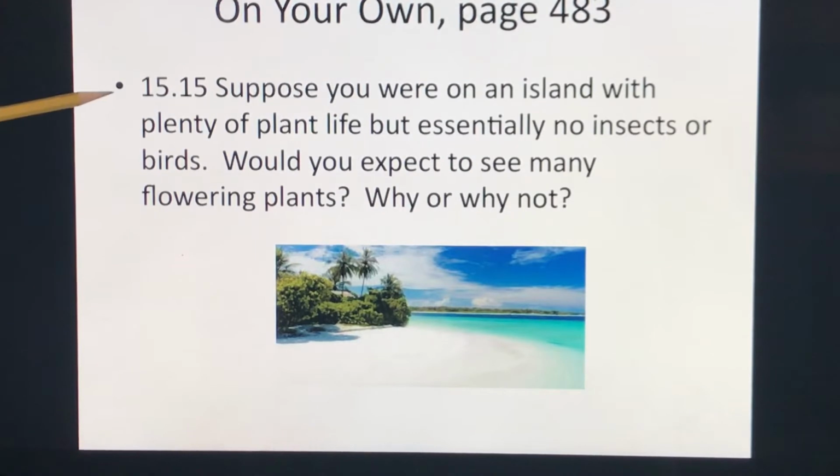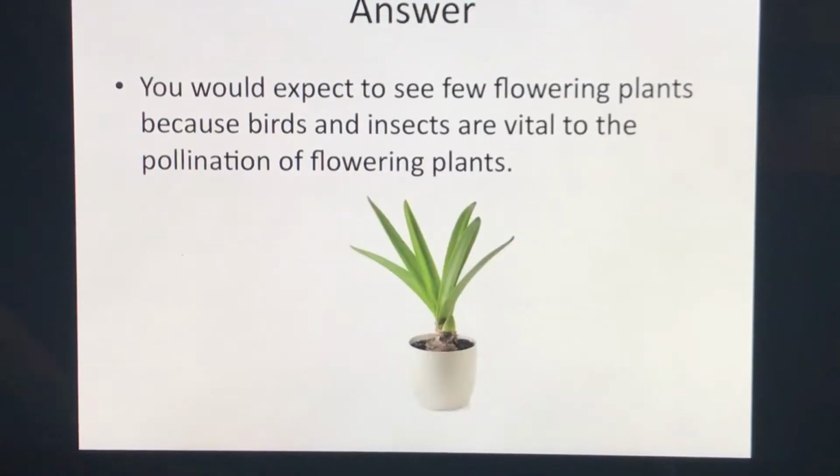All right, 15-15. Suppose you were on an island with plenty of plant life, but essentially no insects or birds. What would you expect? Would you expect to see many flowering plants? Why or why not? So the answer would be no. You would expect to see few flowering plants because birds and insects are vital to pollination of flowering plants. And incidentally, there is a worldwide concern because the population of bees has been plummeting, and people are trying to investigate why that is.